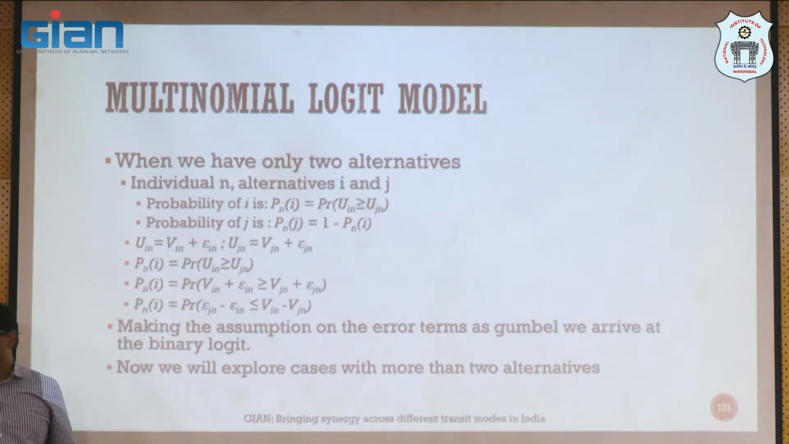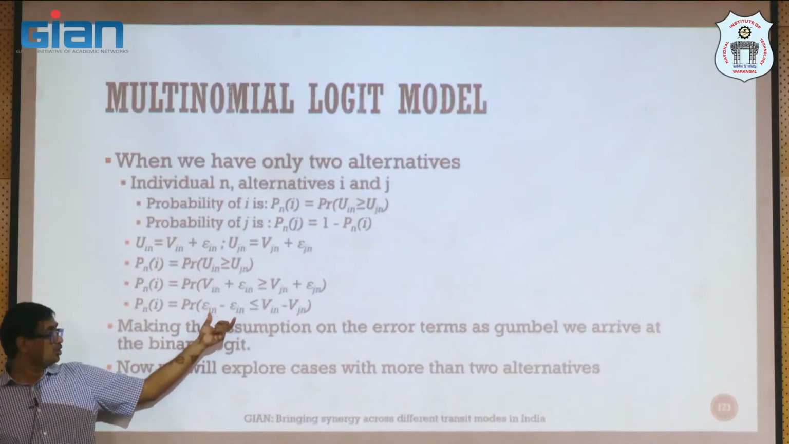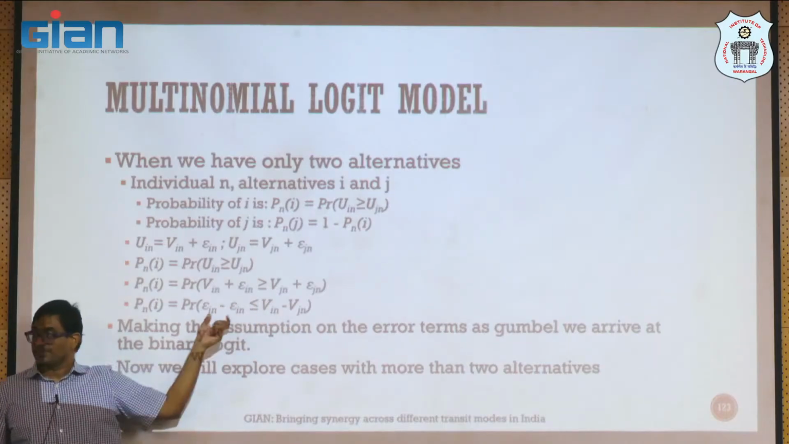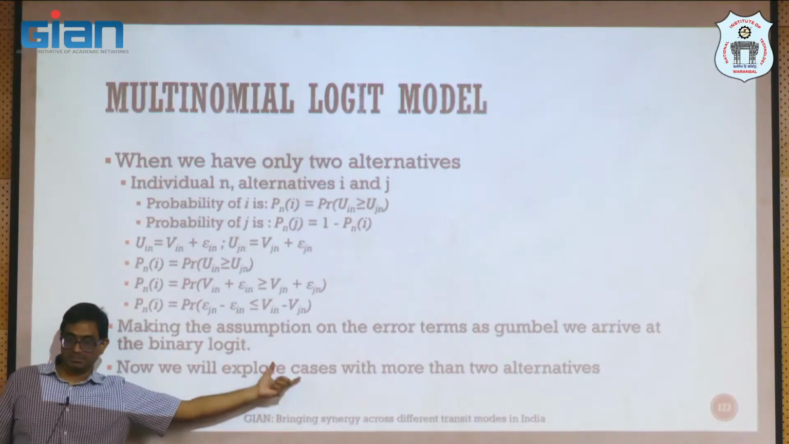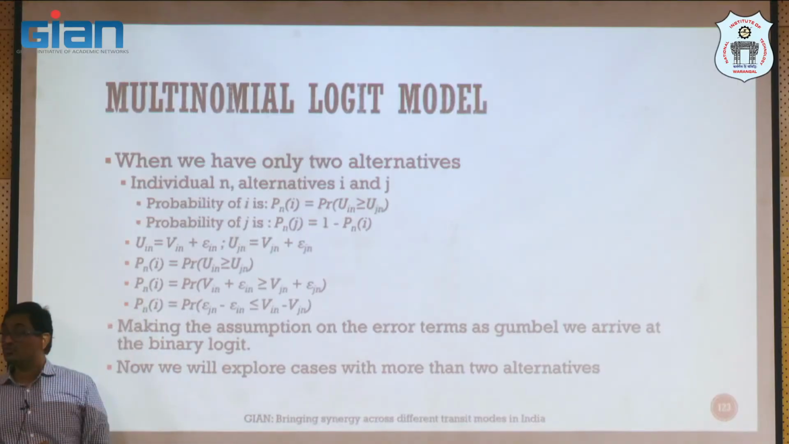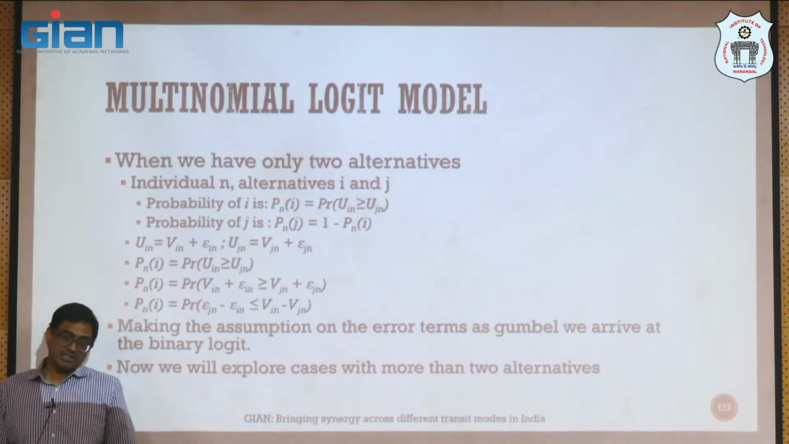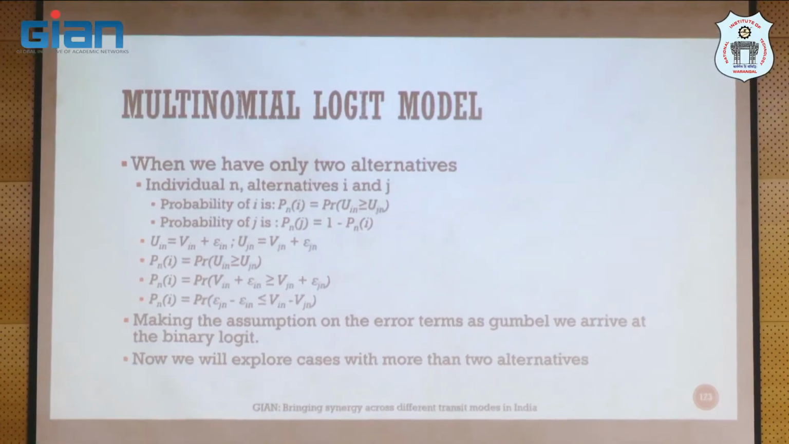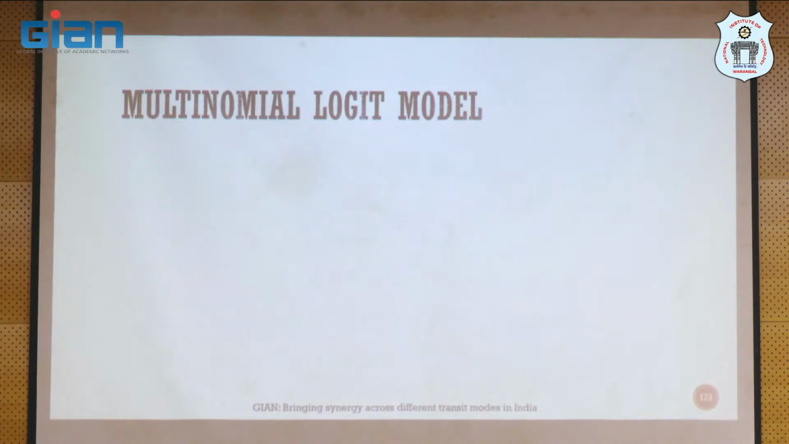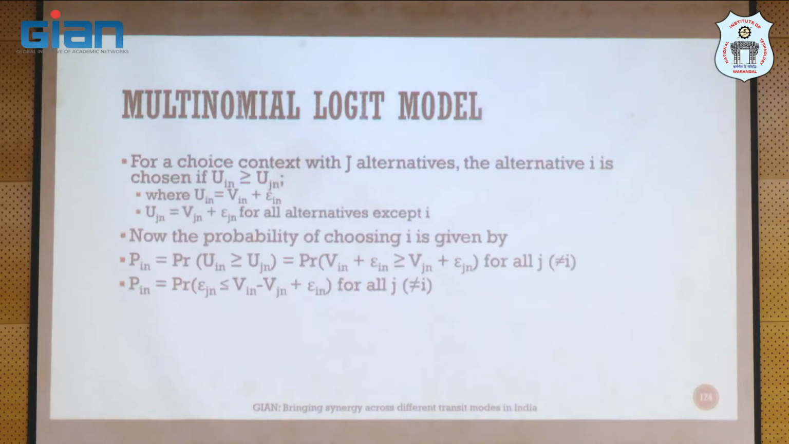Because simultaneously, epsilon 2 minus epsilon 1 should be less than this. Epsilon 3 minus epsilon 1 should be less than something else. Epsilon 4 minus epsilon 1 should be less than something else. So all of these have to simultaneously happen, which is nothing but a multivariate distribution. Right? If you have a two-dimensional distribution, epsilon 1 should be less than something, epsilon 2 is less than something, then you have a CDF function for that. So multivariate CDFs are much harder to handle.